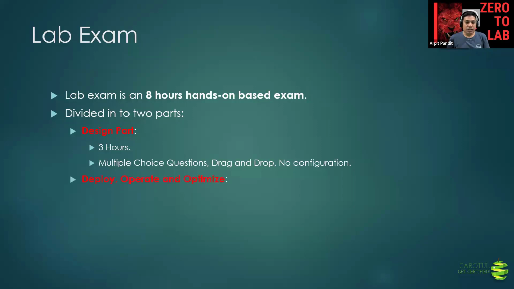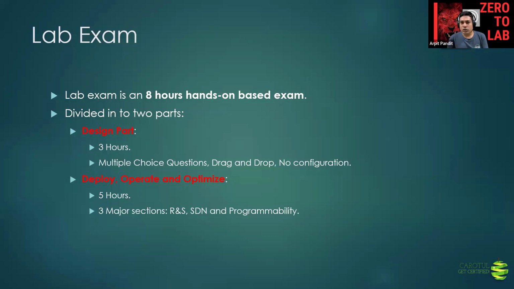But the second part, which is the DOO part, deploy, operate, and optimize, is where the configuration comes in. And this part is 5 hours. So you get 5 hours, and you get 3 major sections in this part. The routing and switching section, which will include your routing, switching, transport technologies like MPLS, DMVPN, multicasting, quality of service, IP services like DHCP, DNS, infrastructure services like logging or SNMP, and security configuration. So all these things. SD-WAN is the second section. Sorry, SDN is the second section.